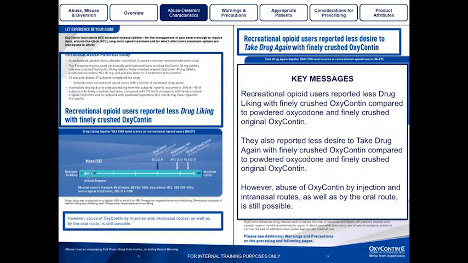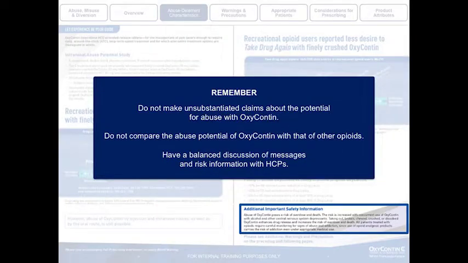Be sure to review the details of the methodology so that HCPs understand how the study was conducted. Remind HCPs that abuse via injection and intranasal routes, as well as by the oral route, is still possible. Do not make unsubstantiated claims about the potential for abuse with OxyContin. Do not compare the abuse potential of OxyContin with that of other opioids. And always remember to have a balanced discussion of messages and risk information with HCPs.